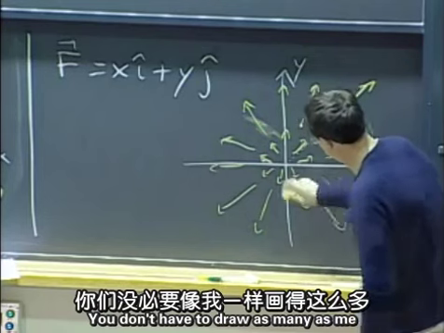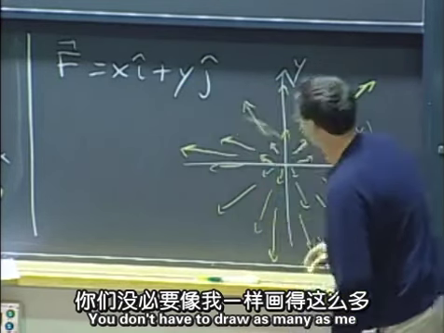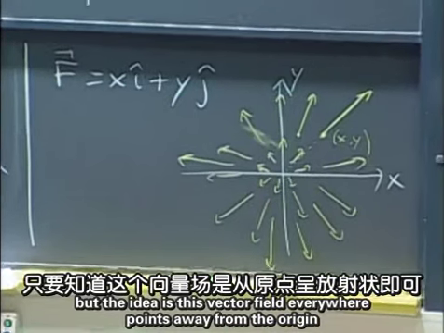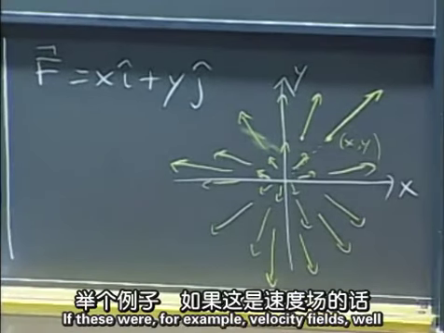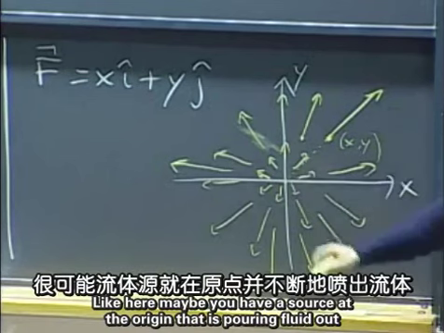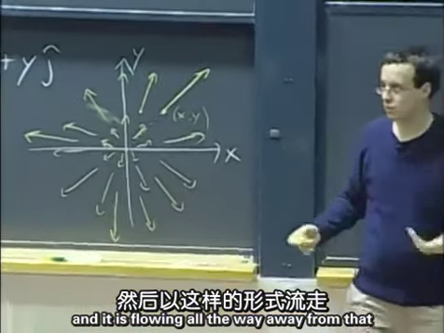You don't have to draw as many as me. But the idea is this vector field everywhere points away from the origin, and its magnitude is equal to the distance from the origin. If these were, for example, velocity fields, that would tell you visually what's happening to your fluid. Here, maybe you have a source at the origin that's spewing fluid out, and it's flowing all the way away from that.